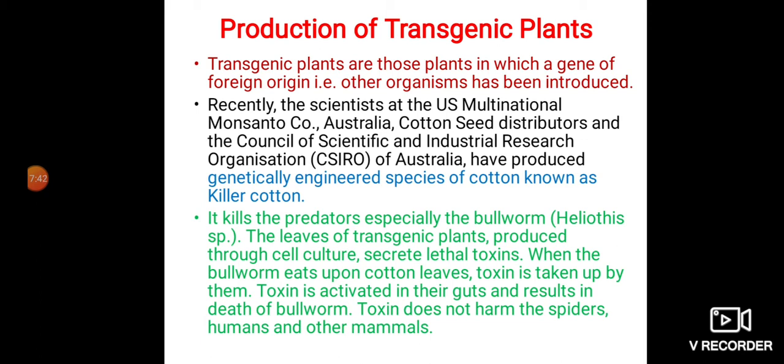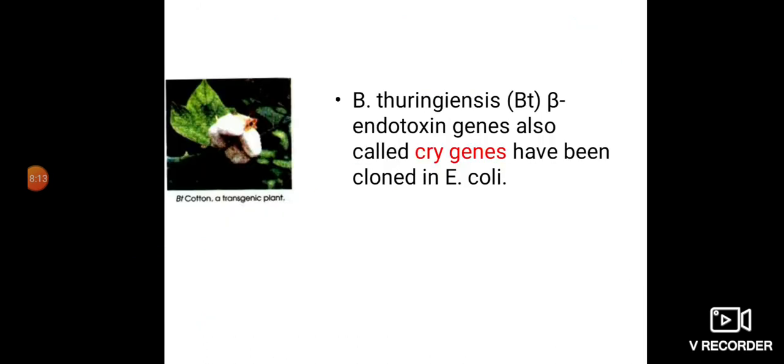Monsanto and CSIRO of Australia together have produced this killer cotton, which carries the cry gene from Bacillus thuringiensis, which was identified to kill the bollworm, a common pest of cotton plants. This toxin does not harm spiders, humans, and other mammals. So the Bacillus thuringiensis endotoxin gene, that is the cry gene, is used here.